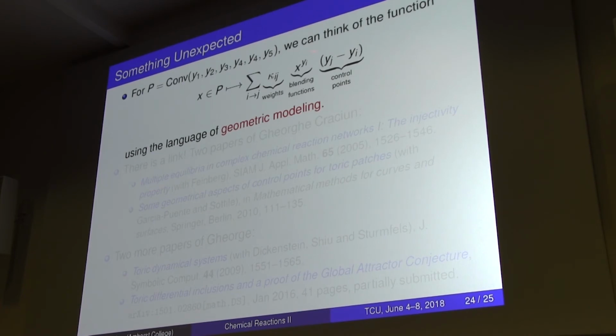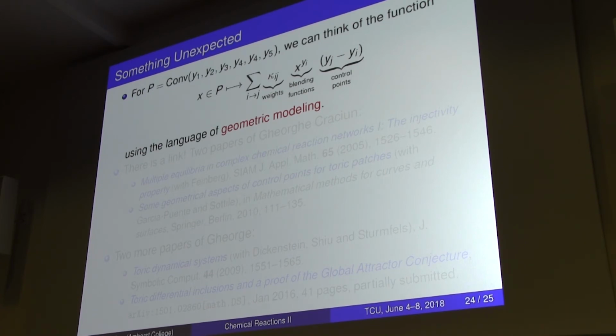But just think about our system right here. If I put on my geometric modeling hat, I see control points, I see blending functions, I see weights. That's exactly how we think of it. And I see a convex hull with some lattice points. And so we actually get this interesting map.